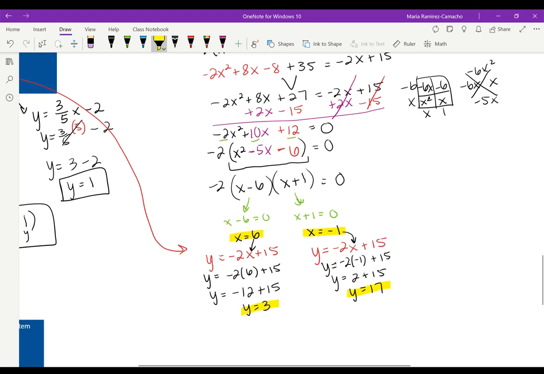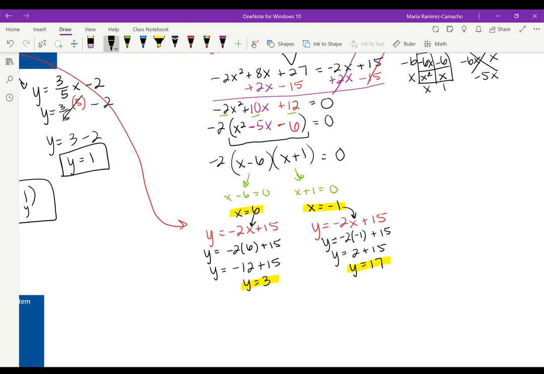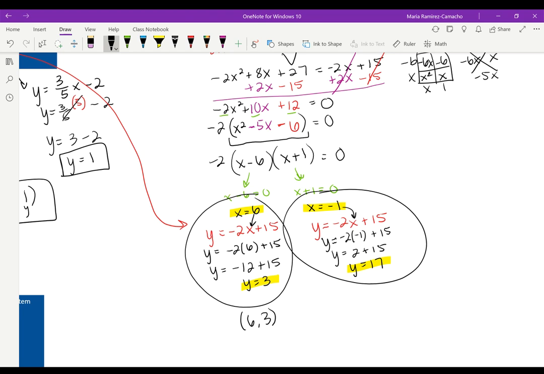So we've got two points of intersection here. x equals 6 and y equals 3 gives us (6, 3). And x equals negative 1, y equals 17 gives us the point (negative 1, 17). Great. So these are my two solutions. You can check your work, plug in x and y, and you're going to see that these solutions are not extraneous. Okay, these are my points of intersection. And that's it for 7 and 8.